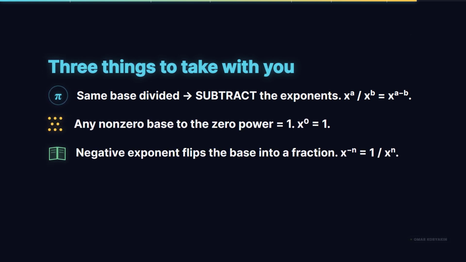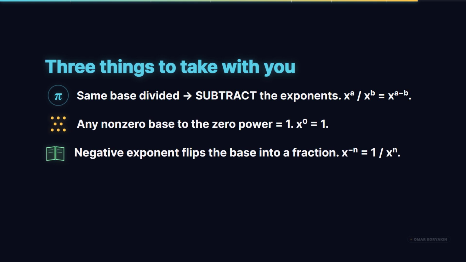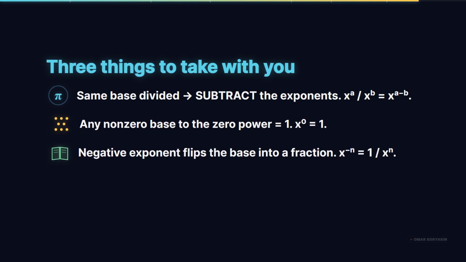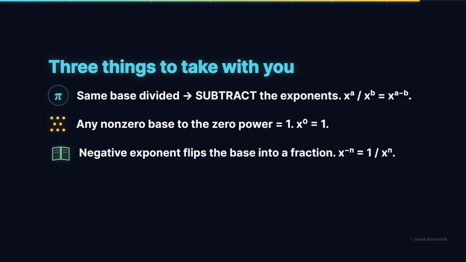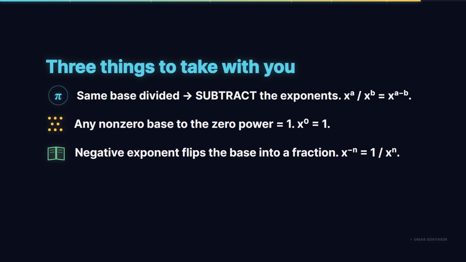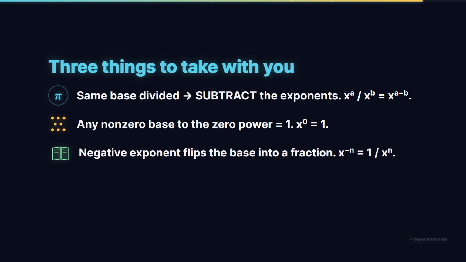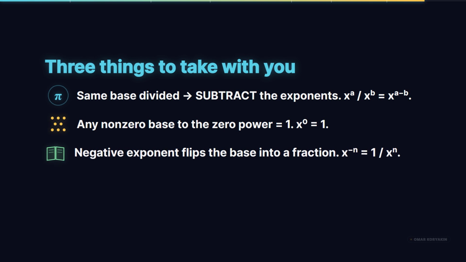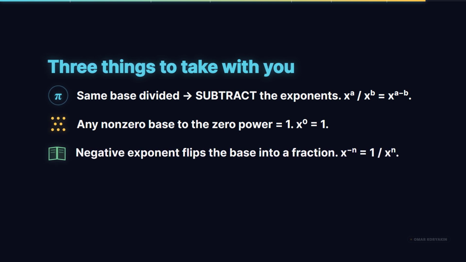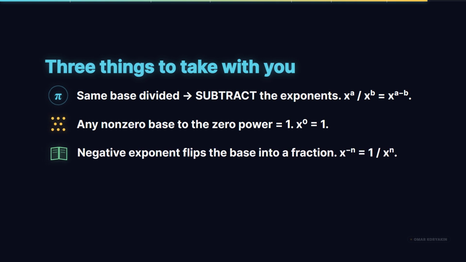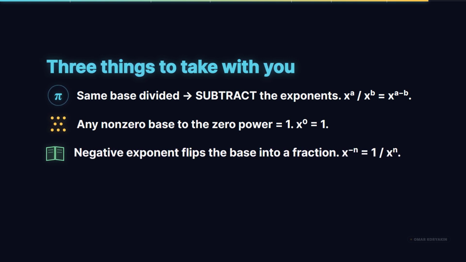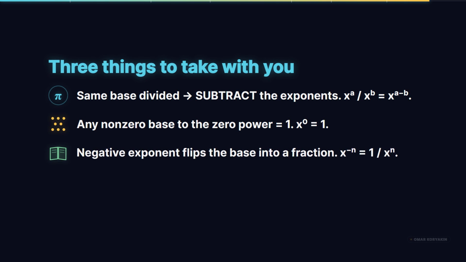Third, a negative exponent flips the base into a fraction, x to the negative n equals 1 over x to the n. The minus sign on the exponent is the trigger to flip, and the magnitude becomes the new bottom exponent. The minus sign never makes the base itself negative, it only signals the flip. With these 3 rules added to the 3 from Part 1, you have all 6 tools needed to simplify any exponent expression to a single clean form.